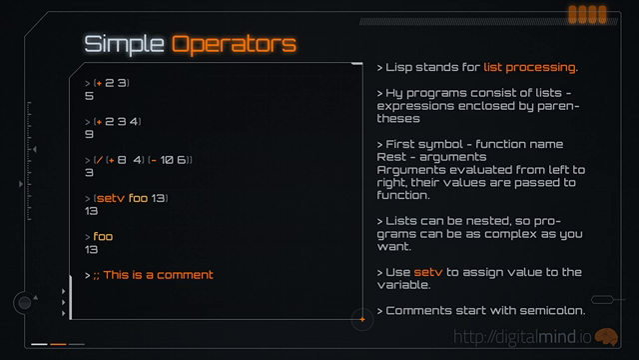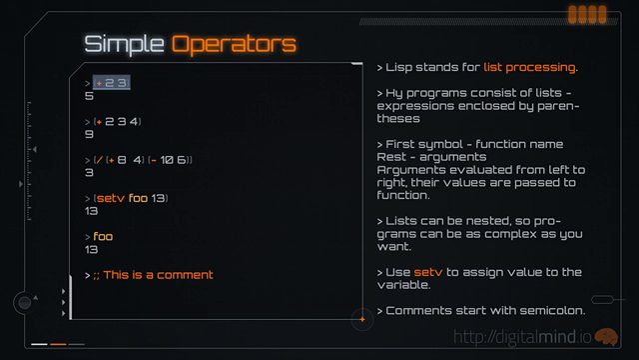Really simple. Lisp stands for list processing, which is why Hy programs consist of lists. Lists are just expressions enclosed in parentheses. For example, this is a list. First symbol in list is usually a function name, and the rest are the arguments you are passing to the function. As you can guess, this expression sums the numbers 2 and 3 and returns 5.